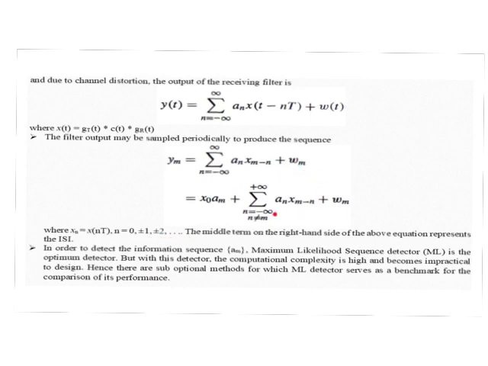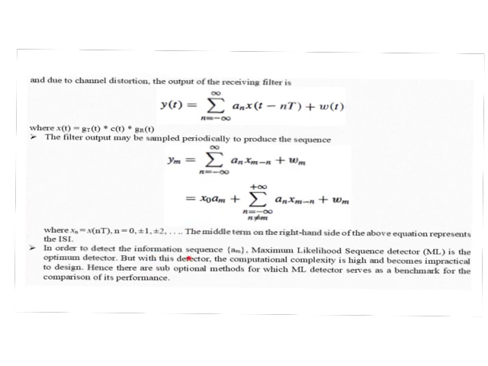In this expression of y m, the middle term on the right hand side of the equation represents what? The inter-symbol interference, ISI. Now, in this equation, what is our information sequence? The information sequence is a m.